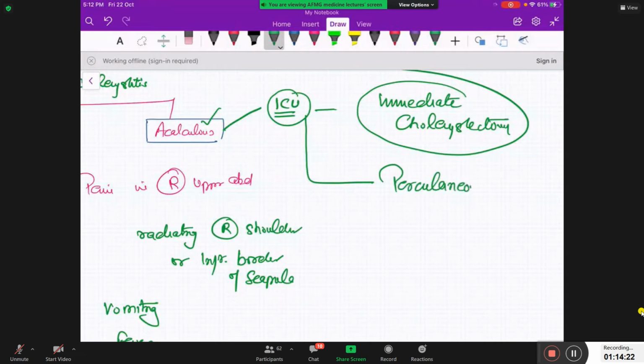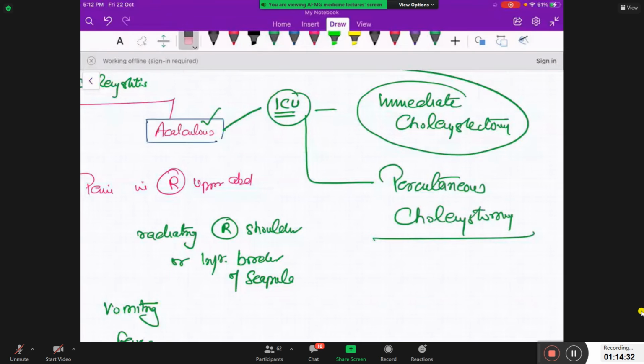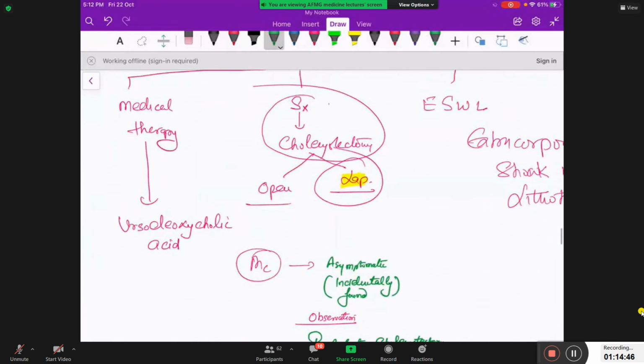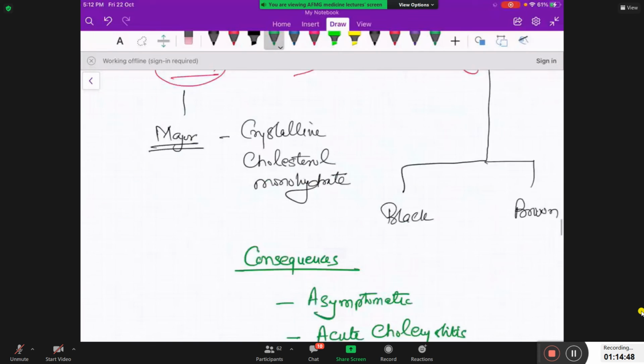percutaneous cholecystectomy. Percutaneous cholecystostomy: an ostomy, making an opening and leaving it open. So what we do in this is, a gallbladder which has got the inflammation.